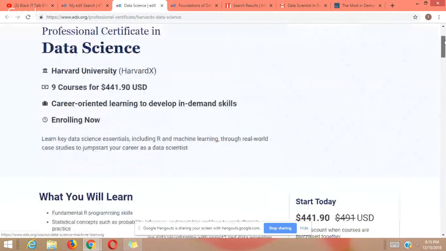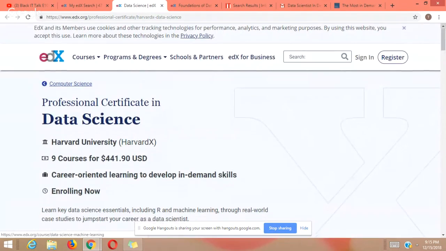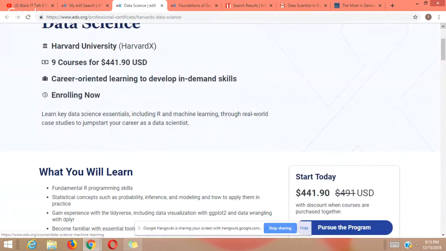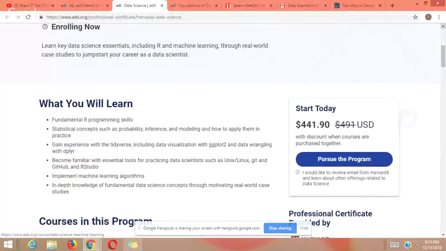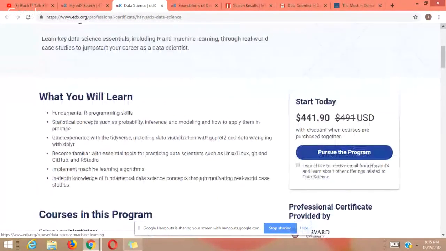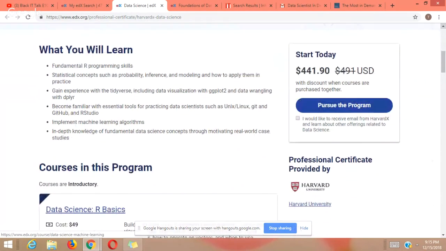So the first is the professional certificate in data science by Harvard University. 9 courses, $441.90. And it says: Learn key data science essentials, including R and machine learning, through real-world case studies to jumpstart your career as a data scientist.